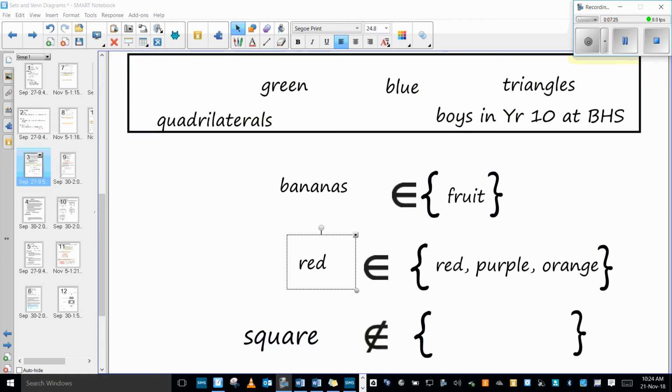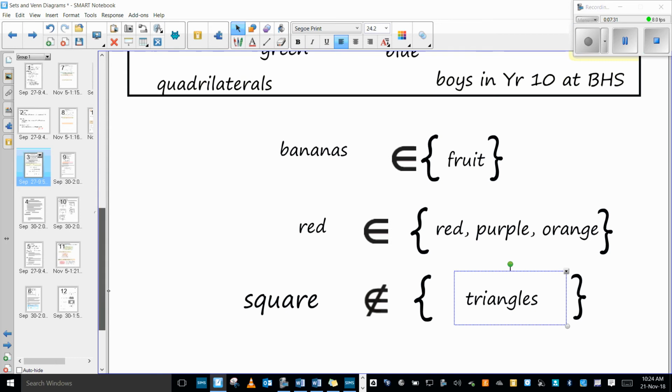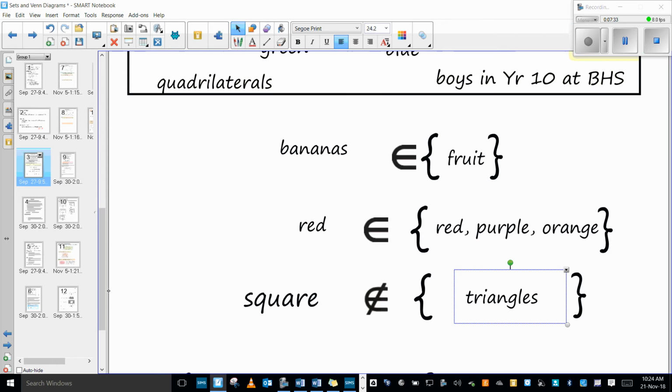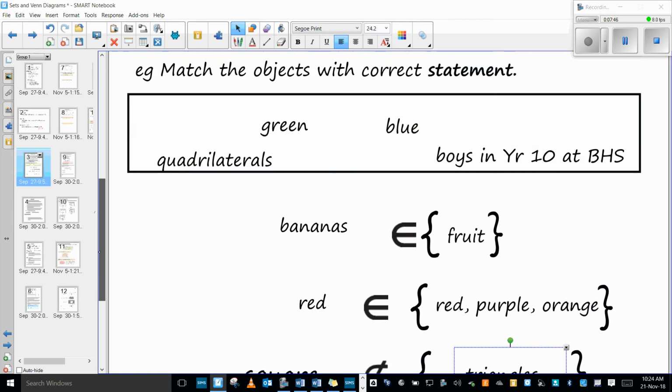The one I was going for is this one. Okay. Which one was the trick one? Quadratus, because it is an element of that. Alright, okay, so which group would be not an empty set? Emma? Boys in year 10 at VHS.